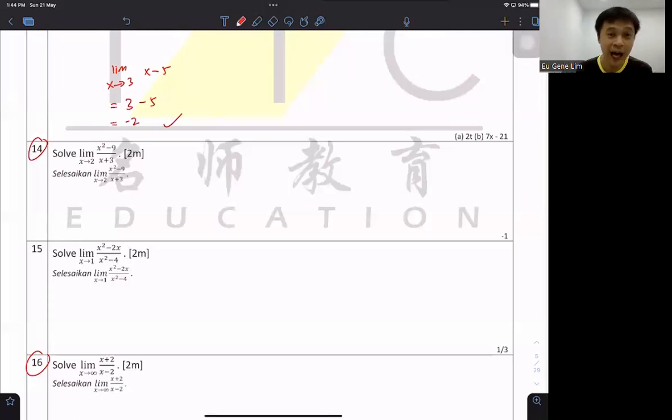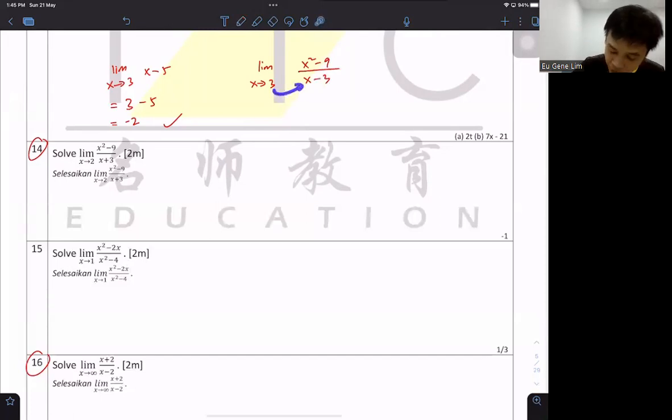Understand? So actually the basic is very simple. Just sub only. But then sometimes the question is different. Let's say limit x to 3, but the question is x squared minus 9 over x minus 3. For example, if you sub this one, what will you get?